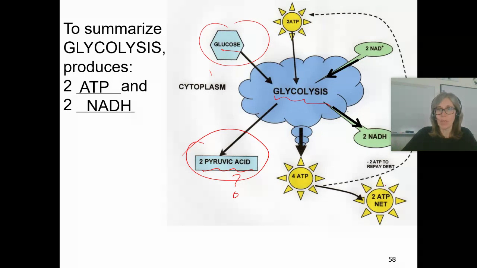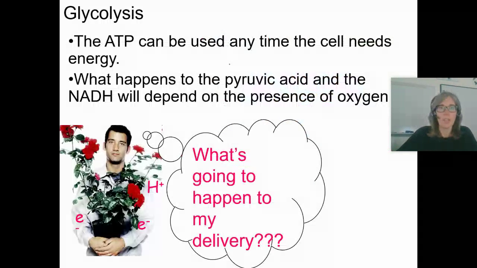The ATP that's made, that can just go ahead and be used, right? So anytime you need to contract a muscle or move sodium out of a neuron, anytime you need ATP, you can just use that. But what's going to happen to this NADH? So that's what I want to talk about next. So the ATP can be used anytime a cell needs energy.